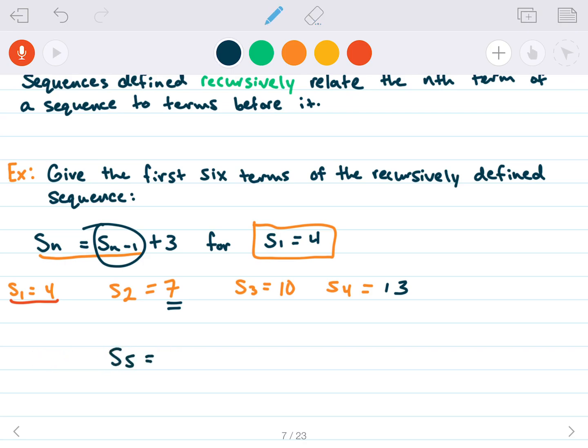S sub 5 is going to be S sub 5 minus 1 plus 3. Well, S sub 5 minus 1 is just S sub 4, and S sub 4 is 13. 13 and 3 makes 16. So S sub 5 is equal to 16. And you guys can verify this, that S sub 6 is going to equal 19. Okay, so that's how we found the first 6 numbers in our sequence that was recursively defined.